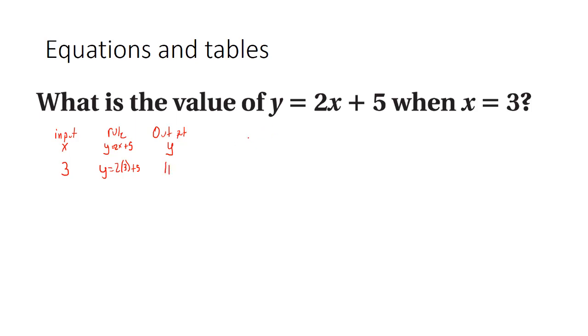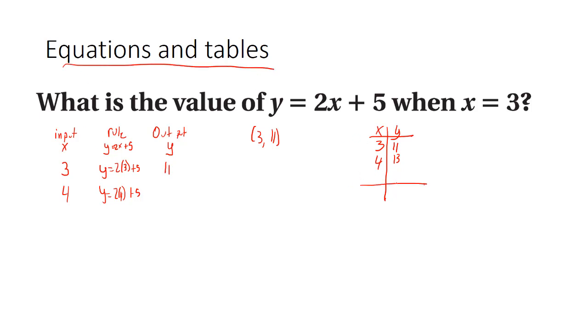And so I would have an ordered pair, 3, 11, but I also know my output. So I could actually start keeping track of this in a table of x values and y values. When x is 3, y is 11. If I put in 4 for x, then I would have y equals 2 times 4 plus 5, which is 8 plus 5, which is 13, right? And so I could have this whole table of values. So I can use equations to generate tables, and this table is also a representation of a function.